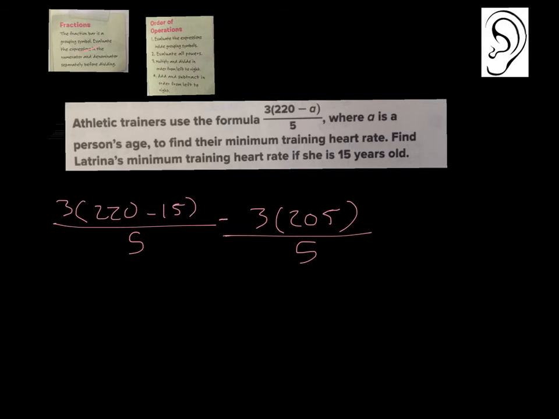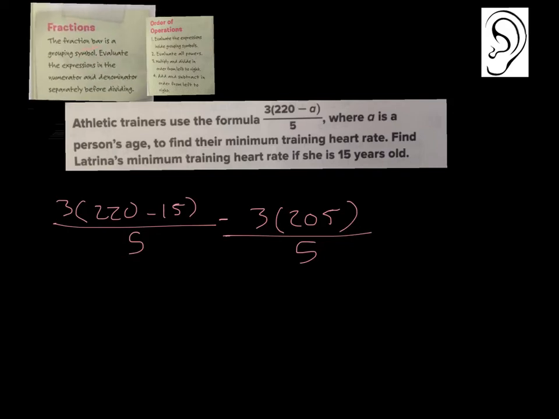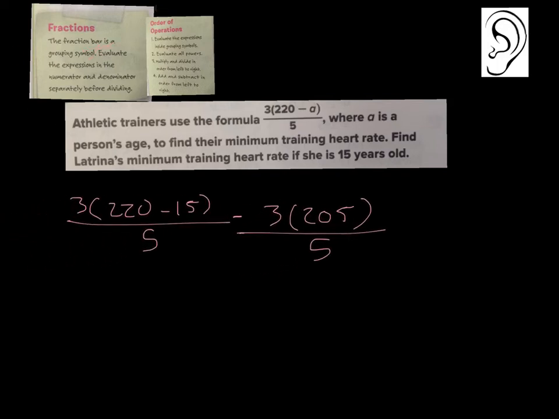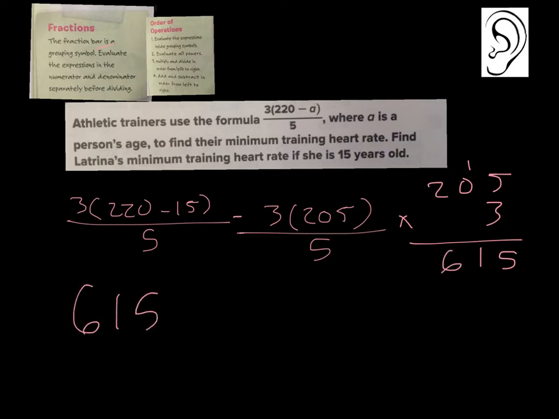I don't know 3 times 205 off the top of my head, but remember that the fraction bar is a grouping symbol, meaning that I do the numerator first, and then the denominator. So I need to solve this numerator before I do any division, and figure out what 3 times 205 is. I'm going to multiply: 3 times 5 is 15, 3 times 0 is 0 plus 1, 3 times 2 is 6. I get 615. Rewriting, I have 615 divided by 5.